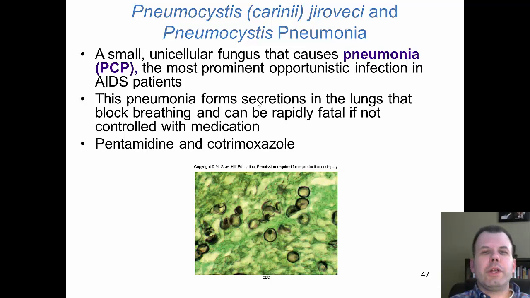And again, breathing in the spores gets into the lung, and with a weakened immune system, these can grow very well. This pneumonia forms secretions in the lungs that block breathing and can be rapidly fatal if not controlled with medication. And again, pentamidine and trimethoprim-sulfamethoxazole are the two drugs of choice.